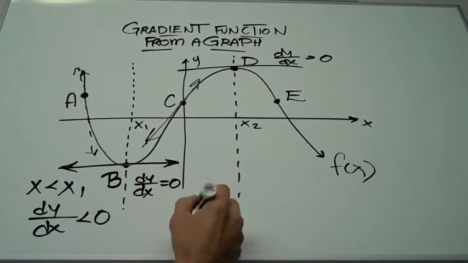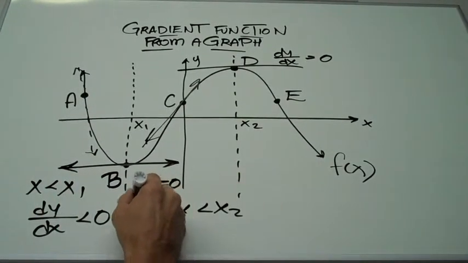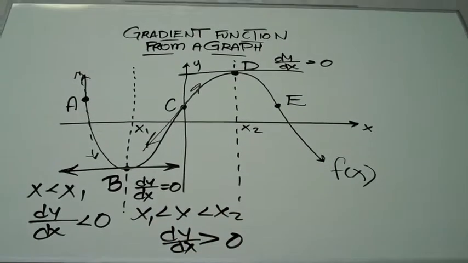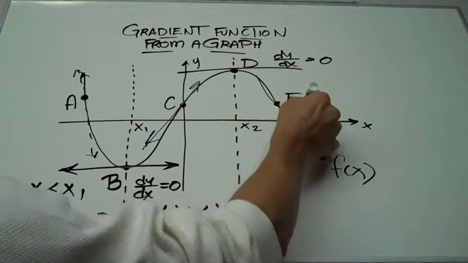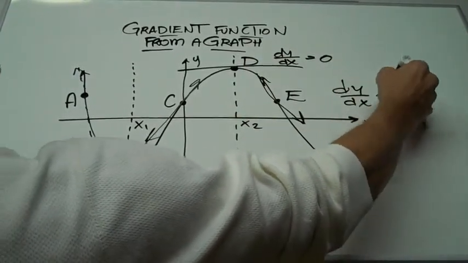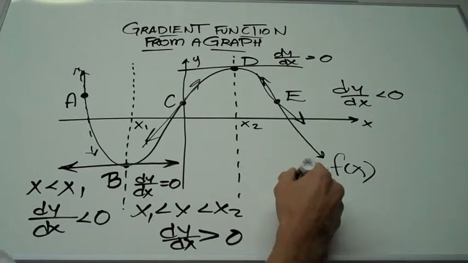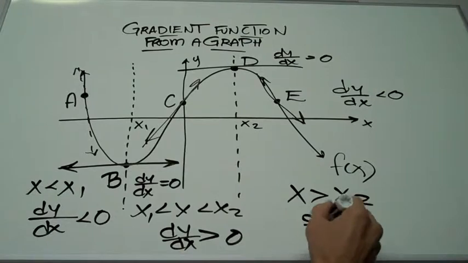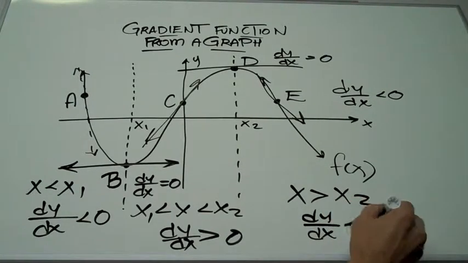So we say that when x is between x2 and x1, then our dy dx is positive or greater than 0. And clearly at point E, our derivative is negative again. Our dy dx is less than 0. So we can say that for x greater than x2, our dy dx is less than 0.